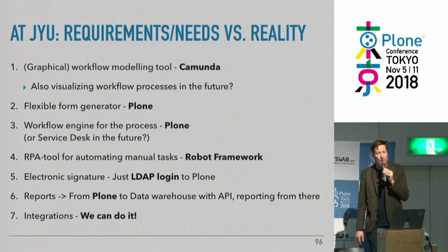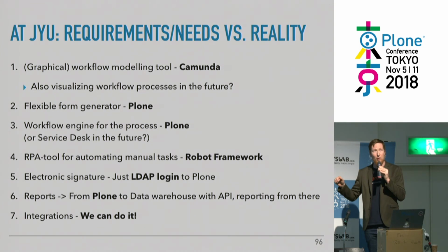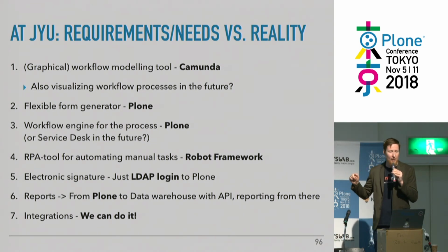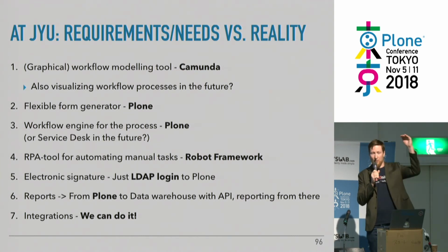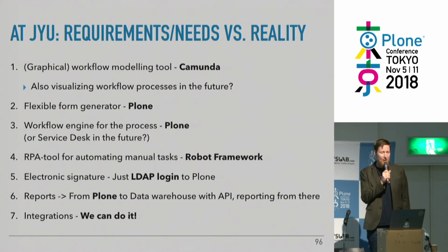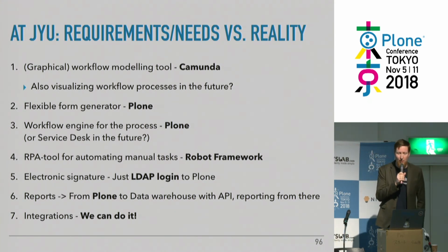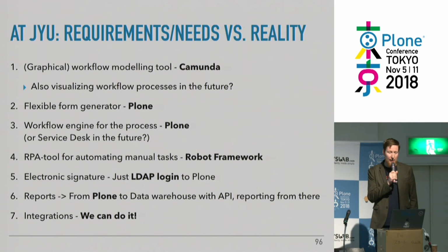And this is where we are now. When we looked at the requirements that we have and then the reality, we are doing the workflow modeling with Camunda. We could visualize the processes in Camunda also, and we have had a couple of short sprints on that we might run the process in Plone and then show it on Camunda, but that's something to study on. Plone has the form generators, Plone has the workflow engines, maybe service desk in the future. We use Robot Framework for automation stuff, and for electronic signature, we found out that we won't need any external service for people to sign their documents.